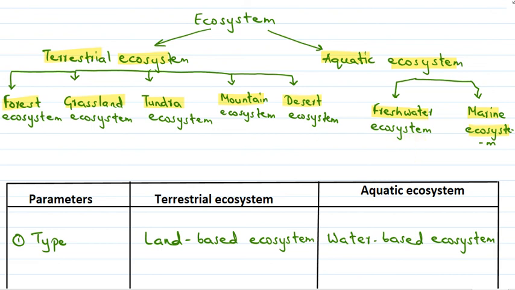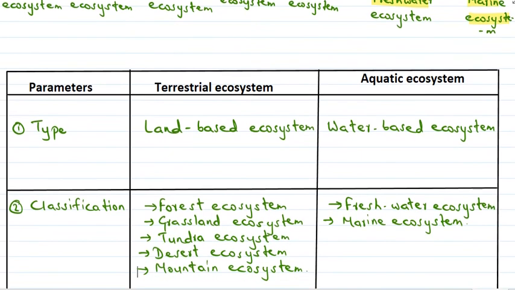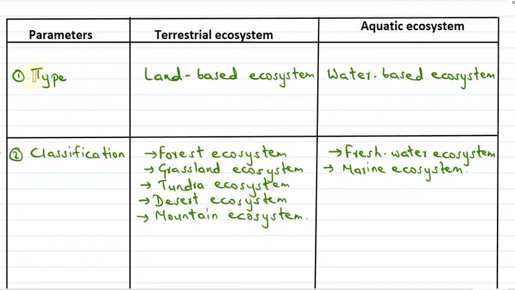Okay, then we talked about the differences between terrestrial and aquatic ecosystem. So first we considered the parameter as the type, and here we can see terrestrial ecosystem is land based, whereas aquatic is water based ecosystem. Then further we looked at their classification. So terrestrial ecosystem can be further classified as forest ecosystem, grassland ecosystem, tundra ecosystem, desert ecosystem and mountain ecosystem. Whereas aquatic ecosystem can be further classified into two types, that is freshwater ecosystem and marine ecosystem.